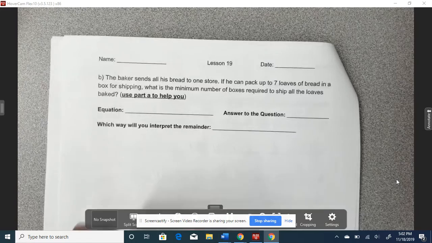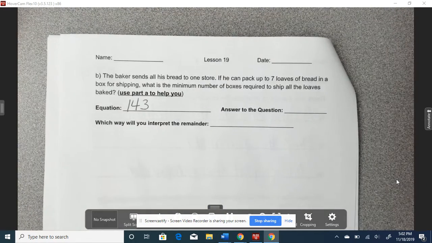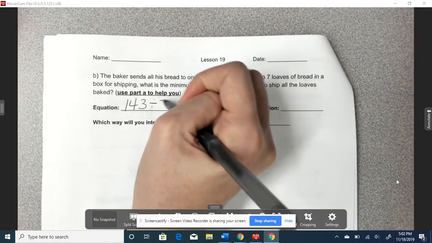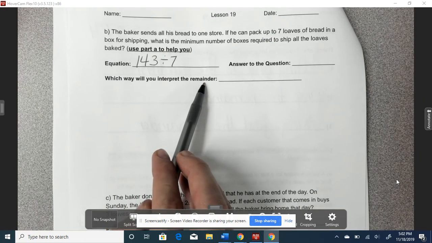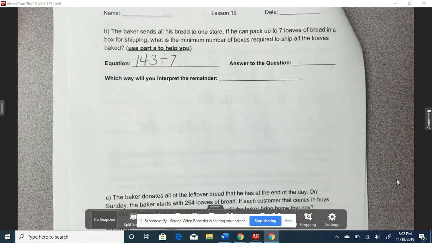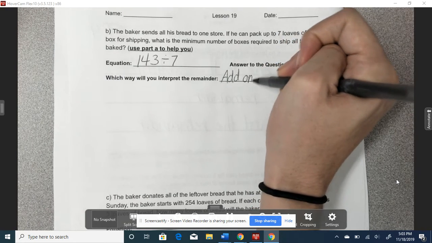And I know that I'm going to be dividing 143 loaves of bread, and I'm packing them into boxes. Each holds 7 loaves of bread. So I'm going to be dividing by 7. Which way will you interpret the remainder? Well, it says what is the minimum number of boxes? If there is a remainder, I'm going to need an entire new box just to hold those leftover bread that won't fit in the other boxes. So I'm going to have to add 1 to the quotient.